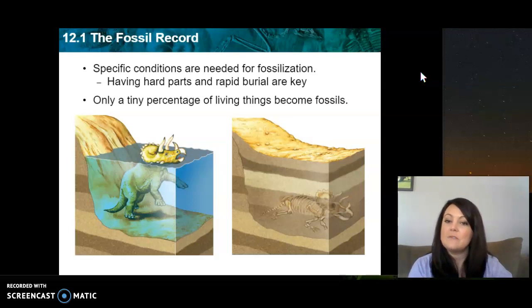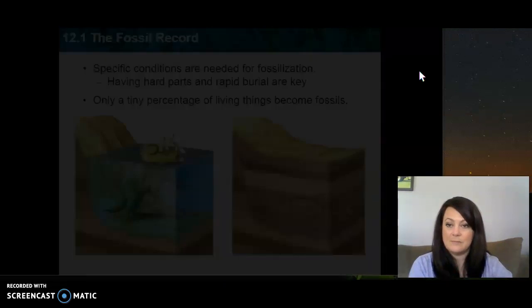Only a tiny percentage of living things become fossils, which is kind of astounding when you think we know of all these different types of dinosaurs due to the fossils that are left, but if only a small percentage of living things become fossils, how many things came before us?